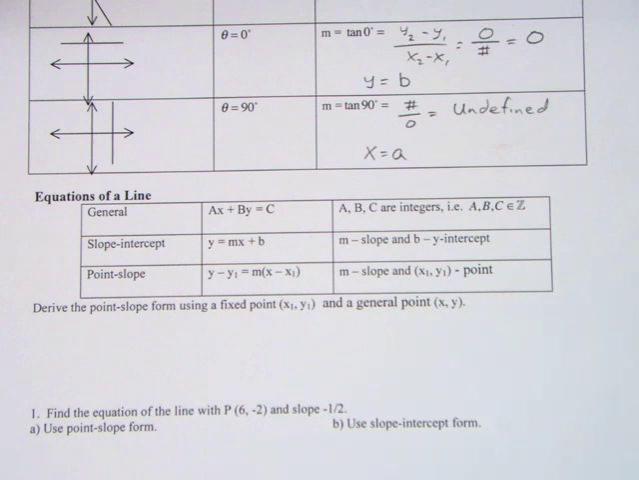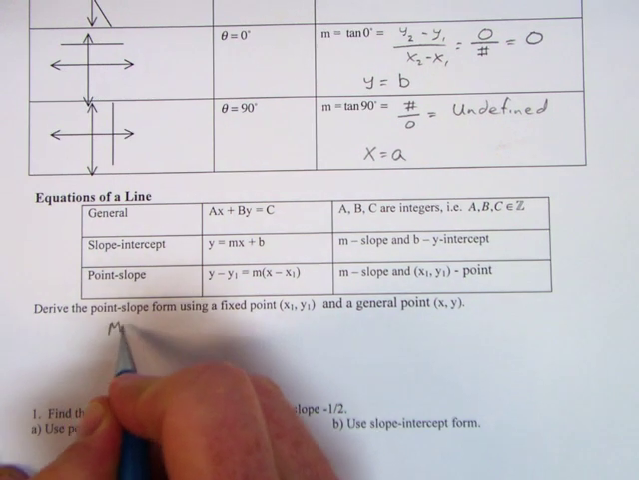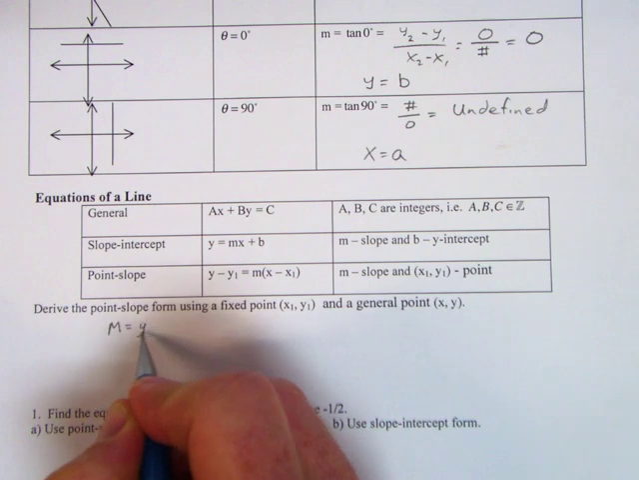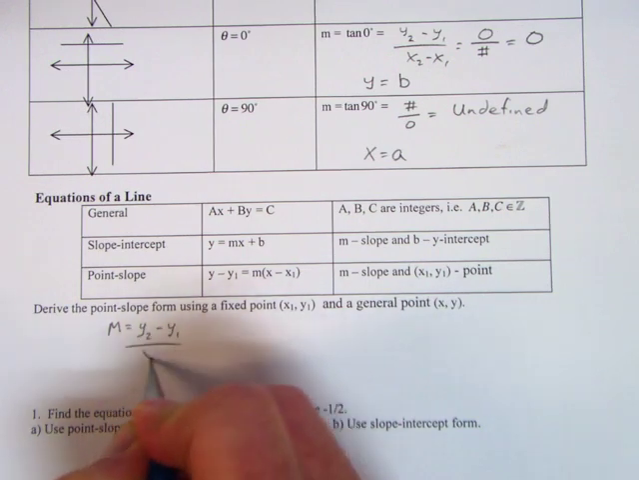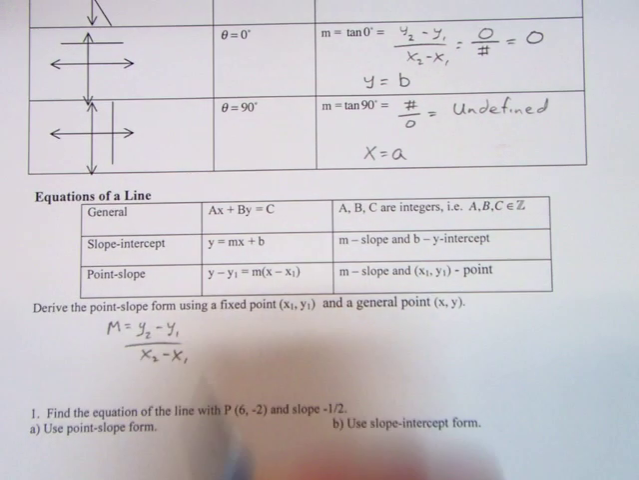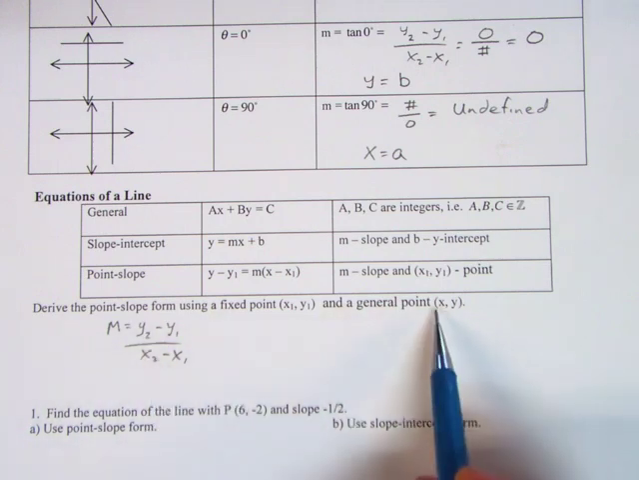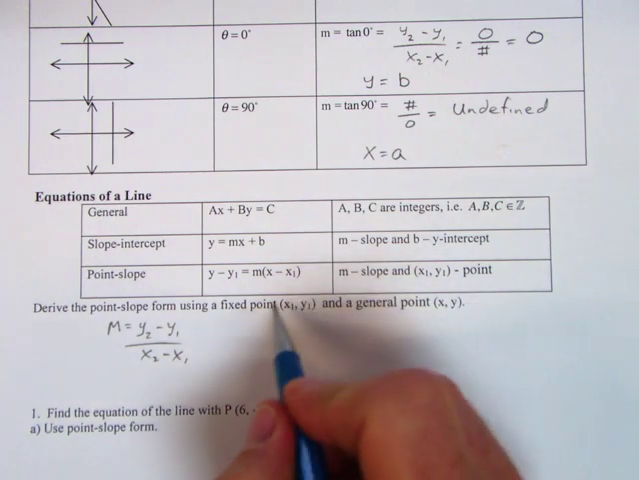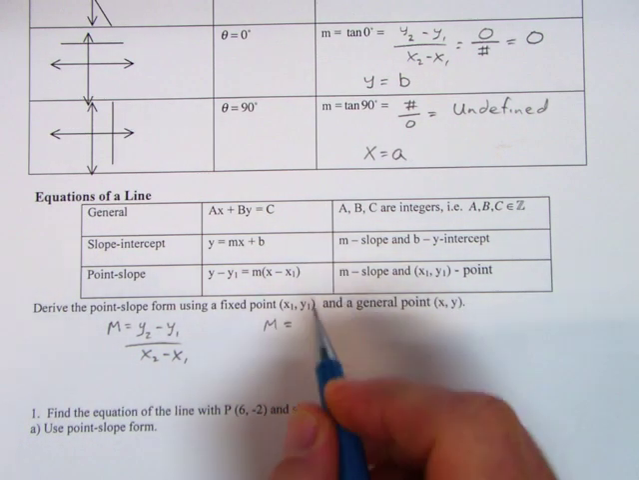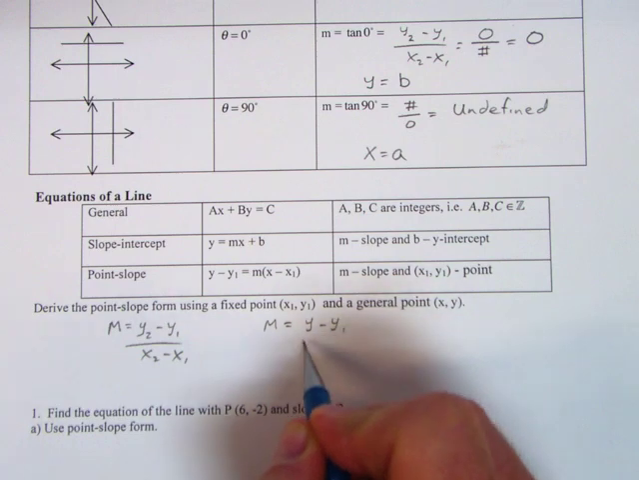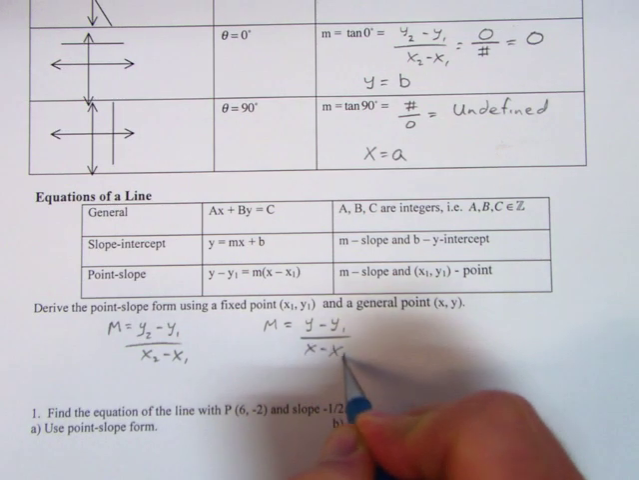Alright, let's derive the point slope form using a fixed point x1, y1 and a general point x, y. Well, we know the slope m equals y2 minus y1 over x2 minus x1. Now instead of using this x2, y2 point, we're going to use the point x, y. So we'll have m equals y minus y1 over x minus x1.